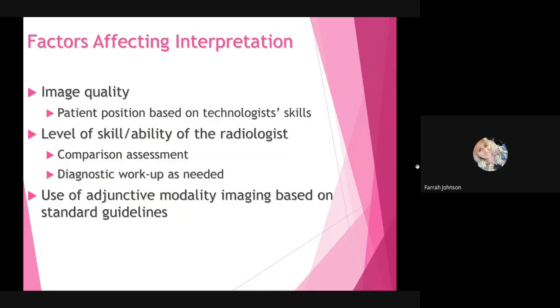So, factors that affect interpretation. So, overall image quality, the patient position based on the technologist's skills. Also, the level of skill and ability of the radiologist, their overall skill with comparison assessment, comparing previous mammograms to the mammogram that the patient gets that day. Also, diagnostic workups as needed. And the use of adjunctive modality imaging is based on standard guidelines, meaning that, if they see a lesion on the mammogram, will they refer them to MRI, refer them to ultrasound? Will they get additional views on the mammogram machine? It all depends on the radiologist's report.